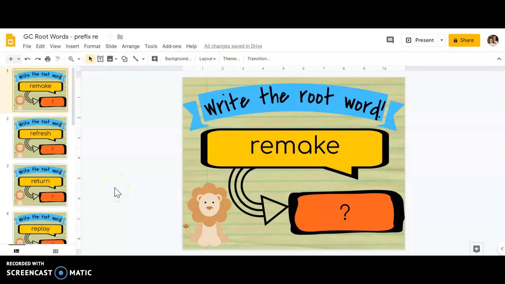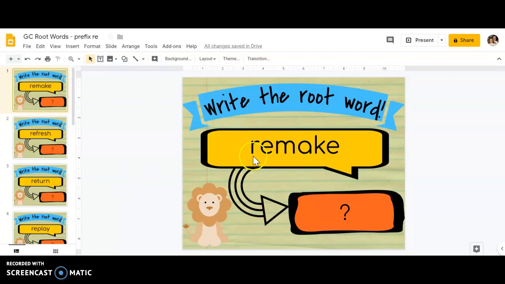Today we're looking at root words, and this Google Classroom has to do with prefixes and root words. Prefix is a couple of letters that comes before the root word that changes the meaning. Our prefix today is the prefix of re, which means again.